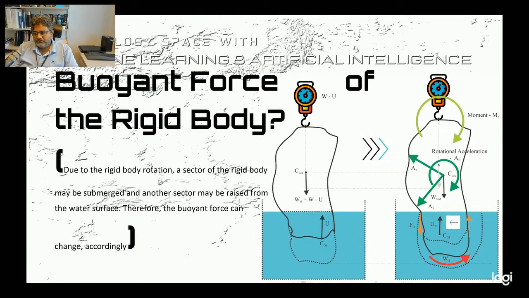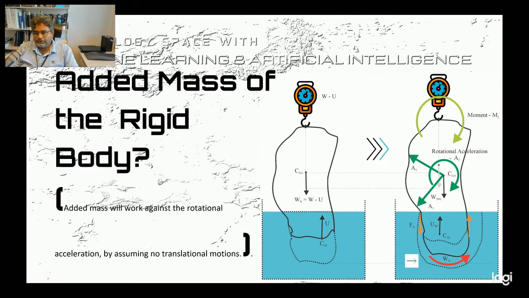So let's try to understand what other effects could happen on this rigid body due to this movement M2. Since the rigid body starts to rotate around a specific point, one sector of the rigid body may be submerged and another sector may be raised from the water surface. Due to that, the buoyant force can vary, and that eventually affects the total weight of the rigid body itself. And then the added mass will work against the acceleration of this rigid body.